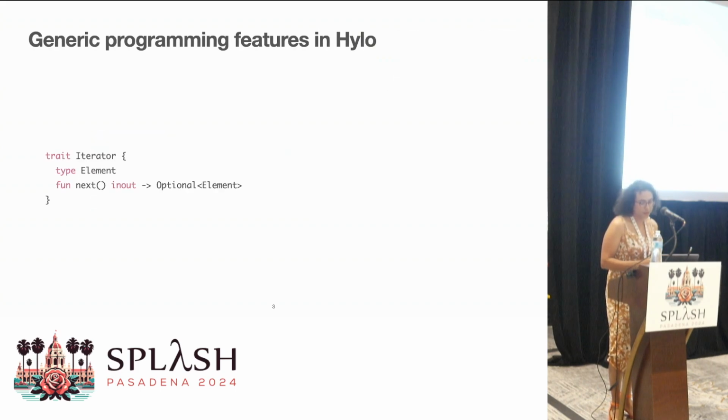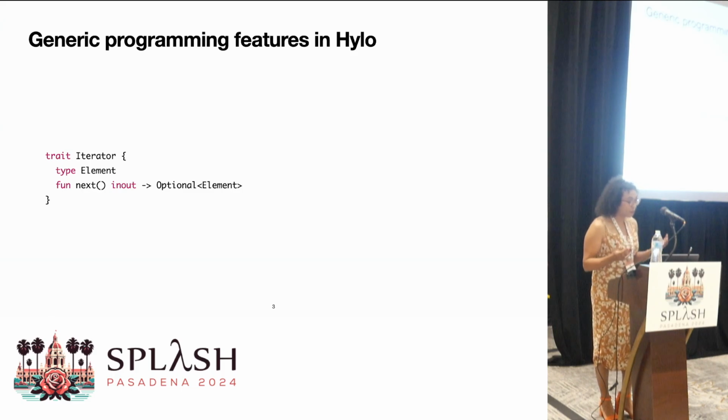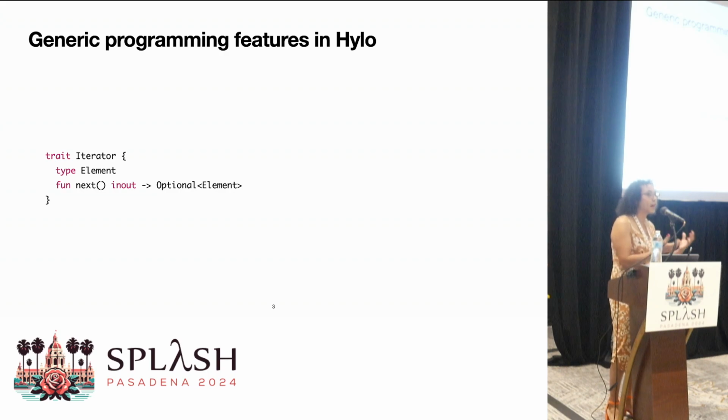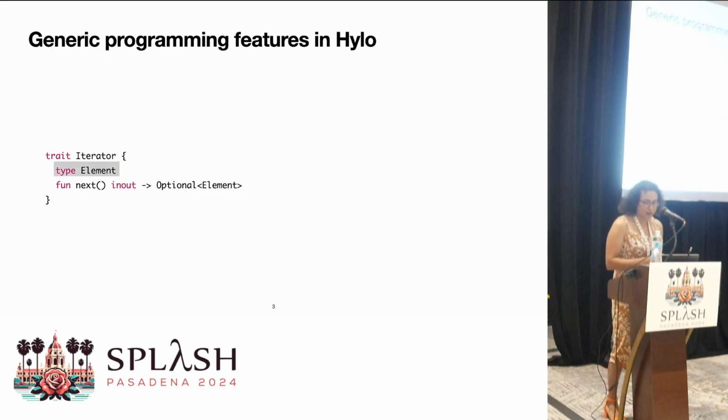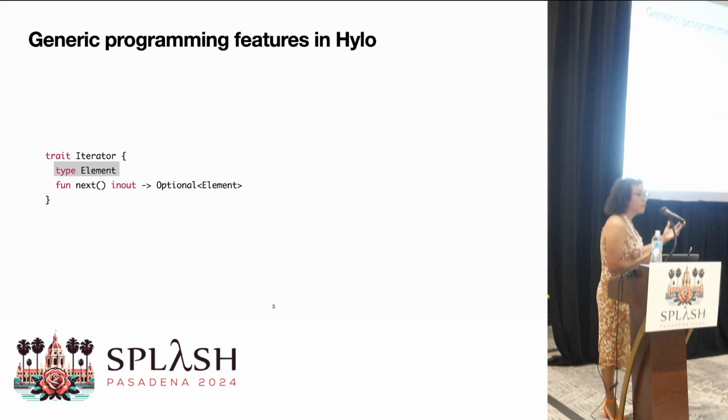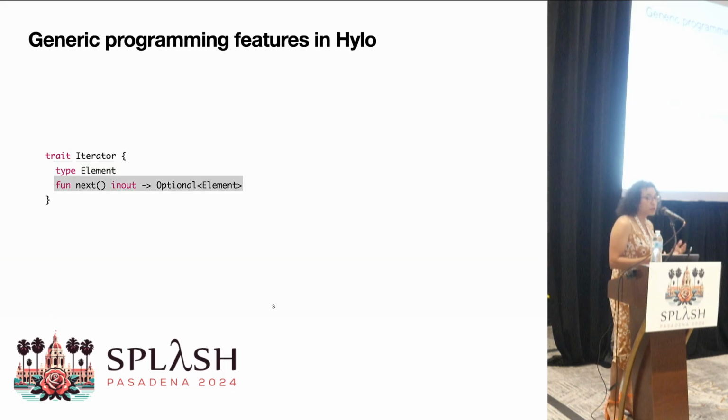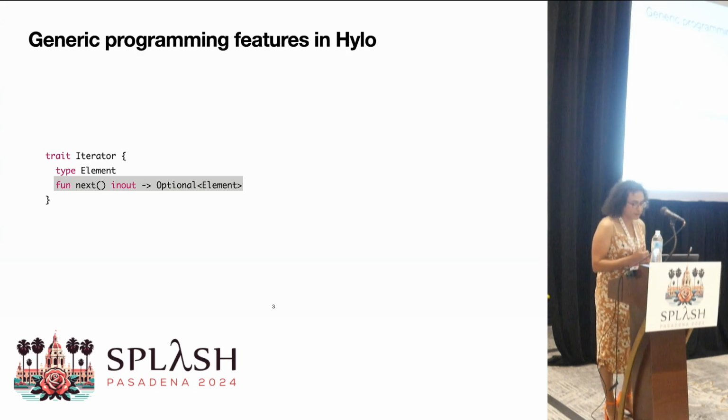So a key part of Hylo's story for generic programming are traits. A trait describes a concept or a collection of requirements that are expressed in the form of types and operations that another type should provide. And if the type provides these different requirements, then it will conform to the trait. So here, for instance, I'm declaring a concept that is describing the well-known iterator pattern, and it has one associated type that describes the elements that are produced by the iterator, and it has an operation as a requirement that describes, well, the operation of the iterator itself.